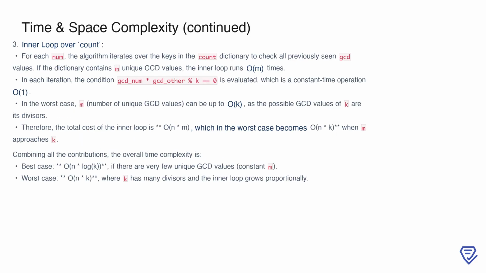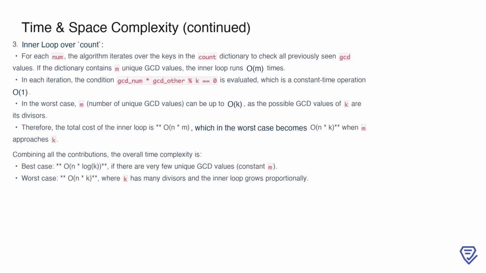Now, for every number in the array, the algorithm checks previously encountered GCD values stored in the count dictionary. This involves iterating over all the dictionary keys, which represent unique GCD values. If there are m unique GCD values, the inner loop runs O(m) times. During each iteration, it evaluates whether the product of two GCD values is divisible by k. This condition check is a constant time operation, O(1).